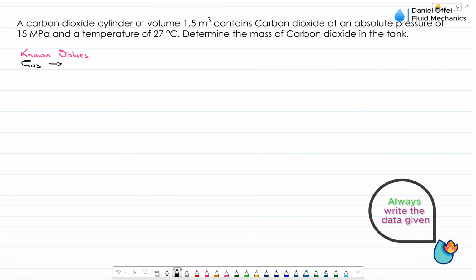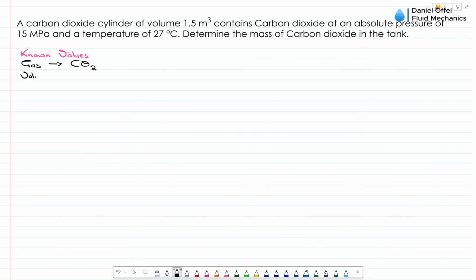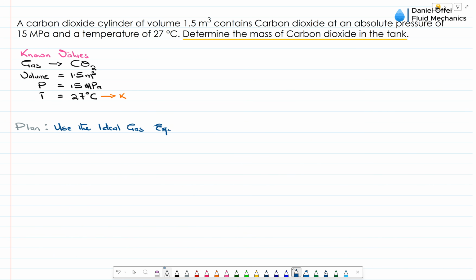There is some carbon dioxide in a cylinder. It has a volume of 1.5 meters cubed. At an absolute pressure of 15 megapascal and temperature of 27 degrees Celsius, we are supposed to determine the mass of the carbon dioxide in the tank. So we can just use the ideal gas equation and then make the mass the subject of that equation. We can just determine the mass of the carbon dioxide in the cylinder.